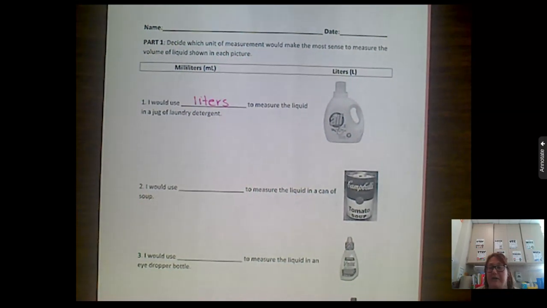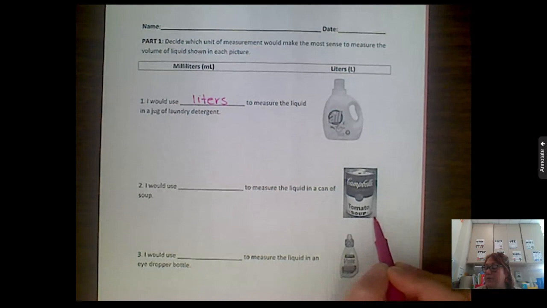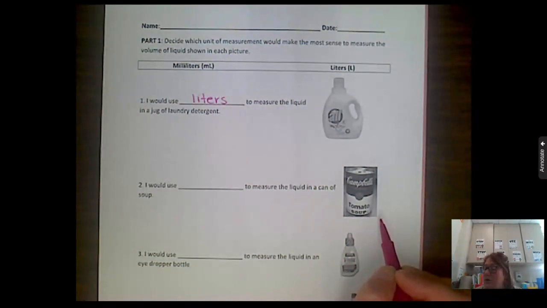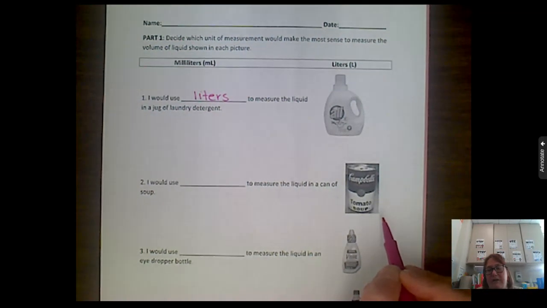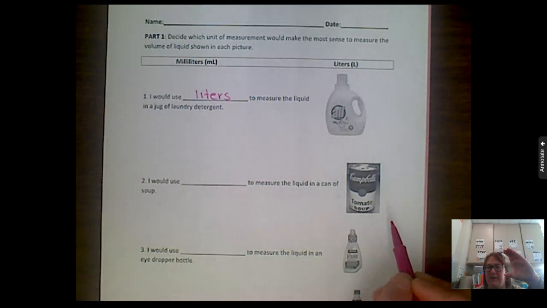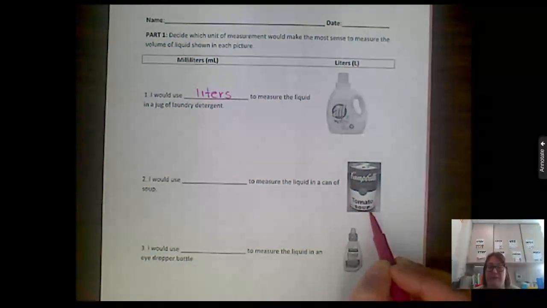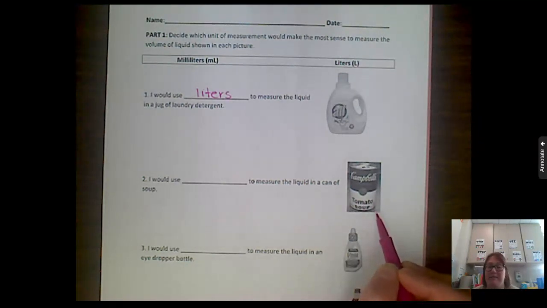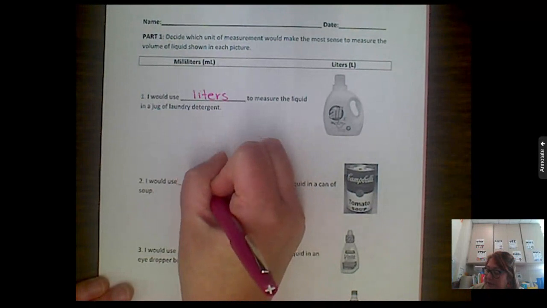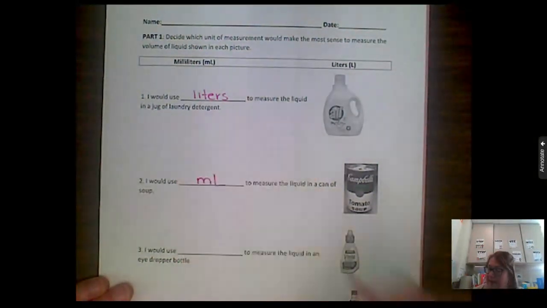Okay, good. How about a can of soup? Would we use milliliters or liters to measure a can of soup? A can of soup is probably like that big, right? And remember, we said a liter would be like 2 full water bottles or a big water bottle or half of one of those 2-liter jugs of soda. So we would measure this in probably milliliters, right? I'm going to do the abbreviation for that, which would be a capital M, capital L.